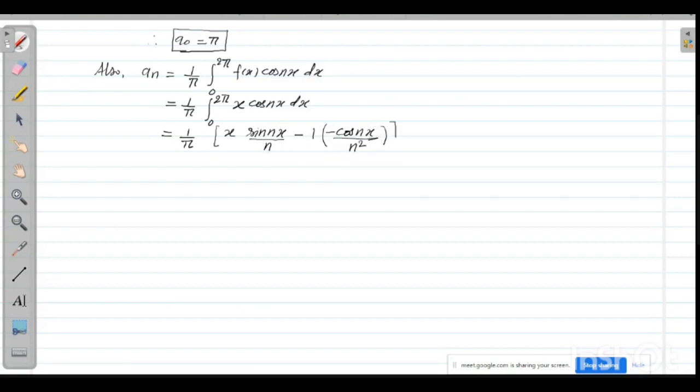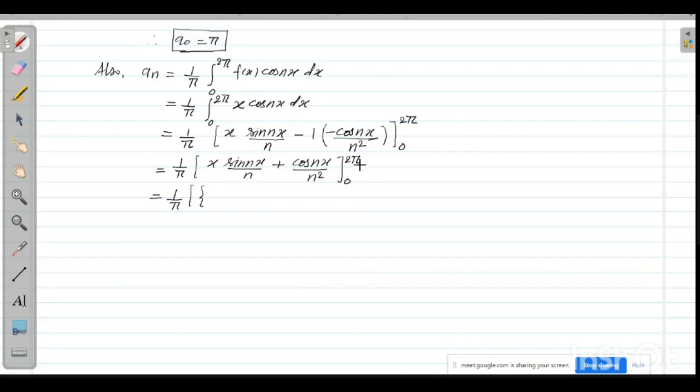Now providing limit 0 to 2 pi, so this equals what? 1 upon pi, and just apply the upper and lower limit. Before that we just simplify this. So x sine nx divided by n, and minus goes here, plus cos nx by n square, providing limit 0 to 2 pi.